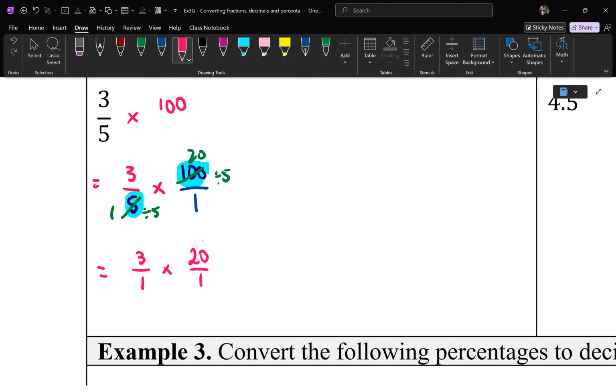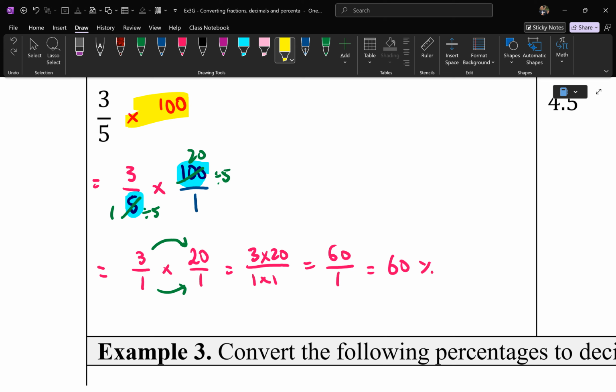I don't see anything else that I can simplify now. So this is when you then do top with top, bottom with bottom, because you simplified the fractions. So 3 times 20 on the top, 60, and then 1 times 1 on the bottom, so the answer is 60%. But all I did, what was the step? The step was literally times 100. Doesn't matter what you get, whether it's a fraction or a decimal, to convert to a percentage, you just need 100 of them. That's how you get a percentage.